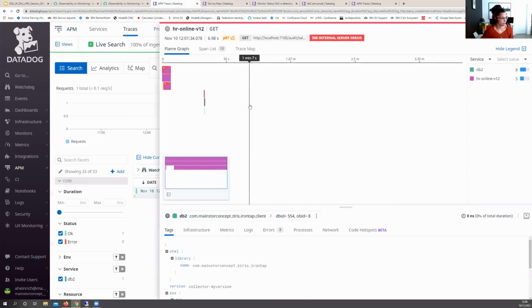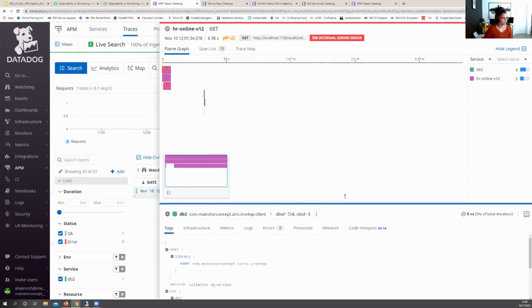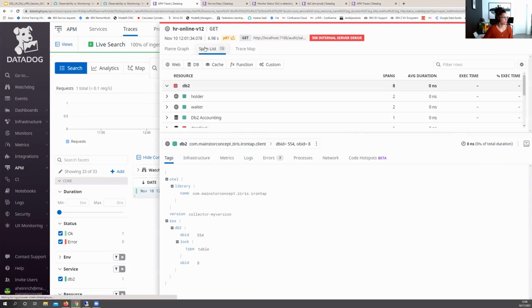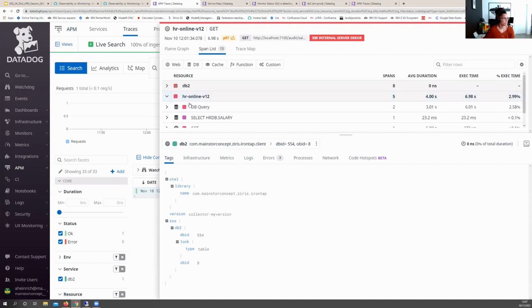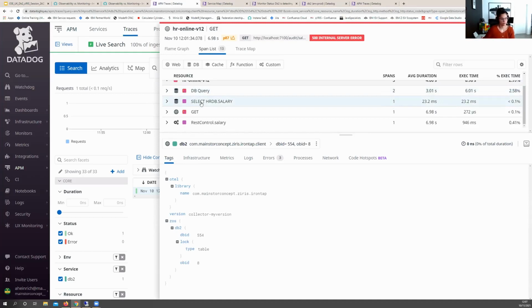Sorry, I had to jump through the tabs there, but what we have here, I'm just going to open this span list. So here's an application that's called HR Online version 12. It's also a JDBC application. I can tell by the types of calls it performs. It does pure select against a database, and that database is hosted on the mainframe.